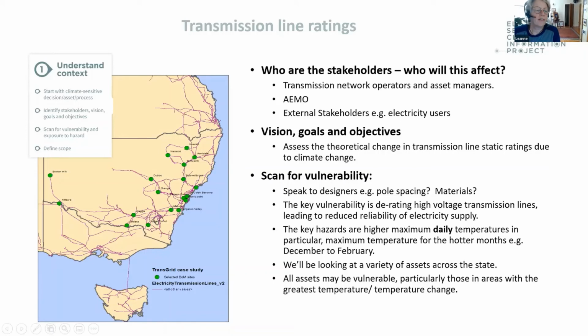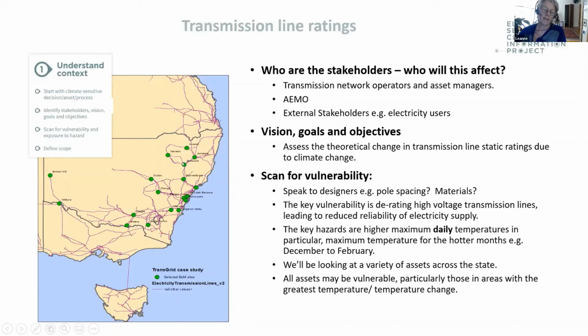So the vision and the goals is to assess the theoretical change in transmission lines static ratings due to climate change. And so in scanning for vulnerability, the team and myself have spoken to some designers to talk about the materials used and the pole spacing, for example. The vulnerability is the line derating under higher temperatures, maximum daily temperatures. They're looking at the variety of assets across the state, because all assets might be vulnerable, particularly those in areas with the greatest temperature change.